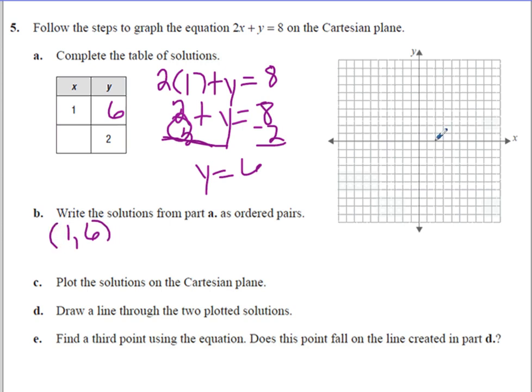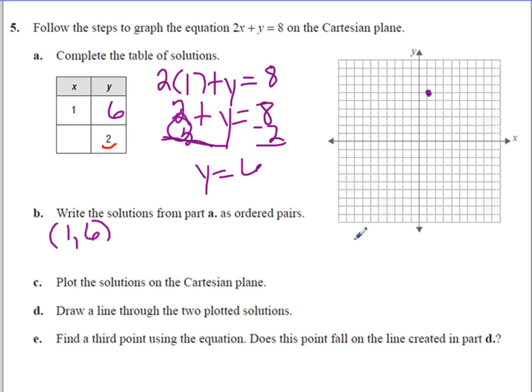And to graph it, we'll go right 1 space and up 6. I think I counted right. It's right here. Yes, okay.